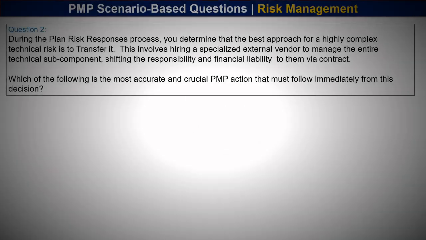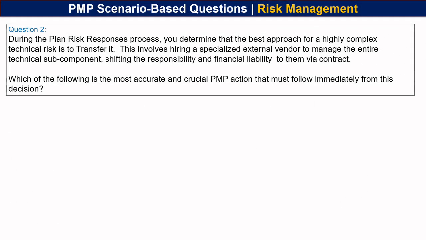Question 2. During the plan risk responses process, you determine that the best approach for a highly complex technical risk is to transfer it. This involves hiring a specialized external vendor to manage the entire technical subcomponent, shifting the responsibility and financial liability to them via contract. Which of the following is the most accurate and crucial PMP action that must follow immediately from this decision?